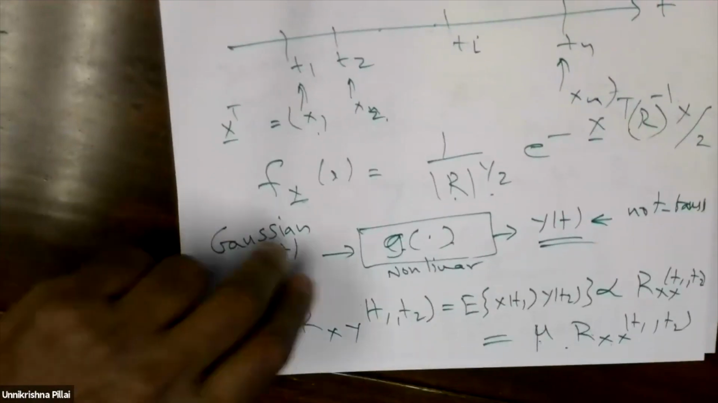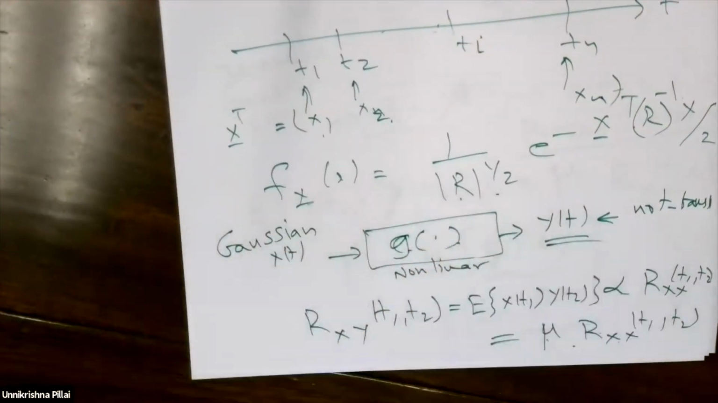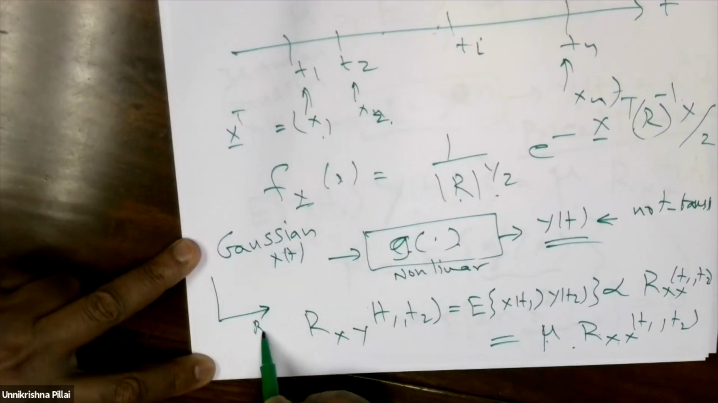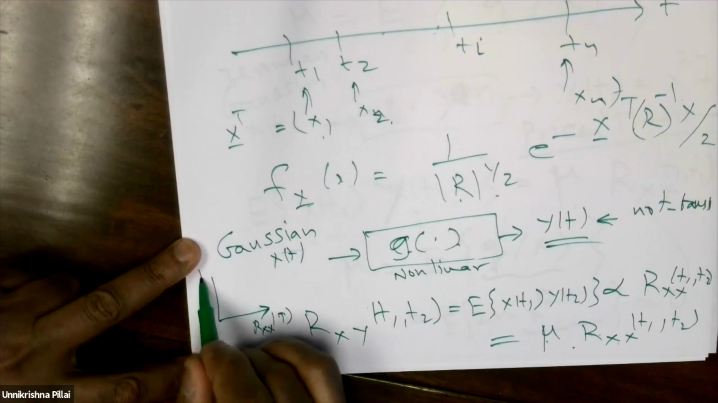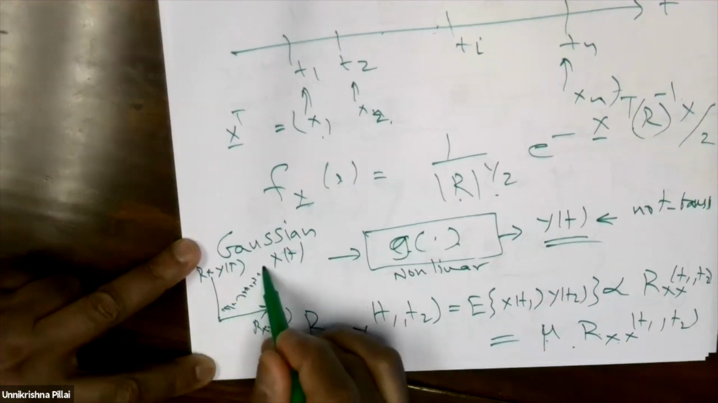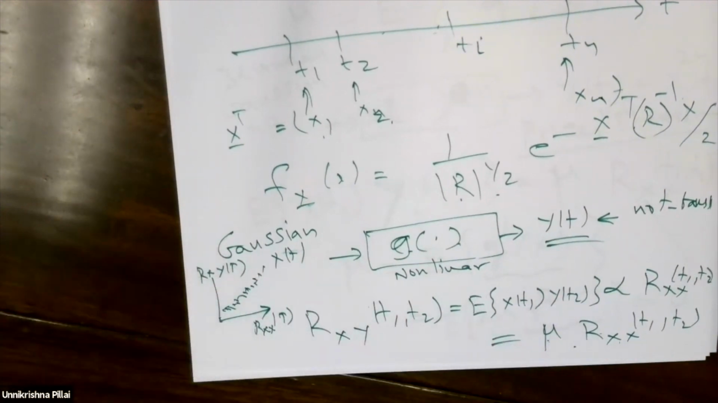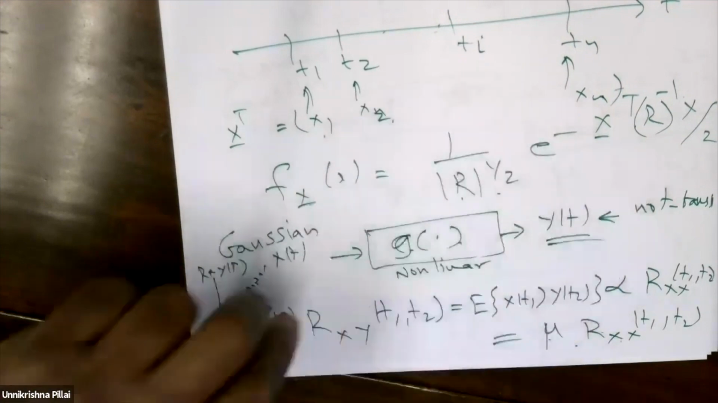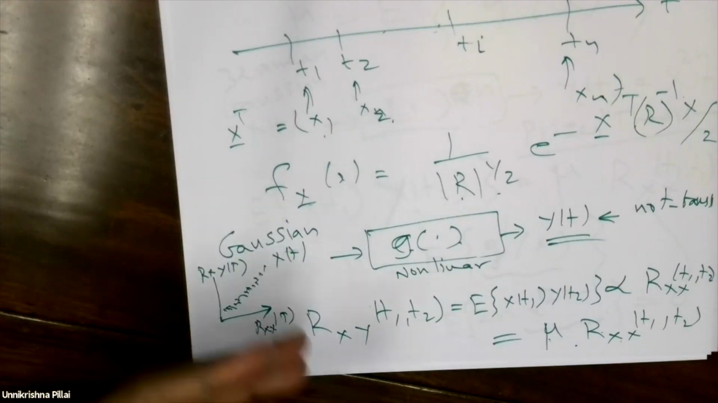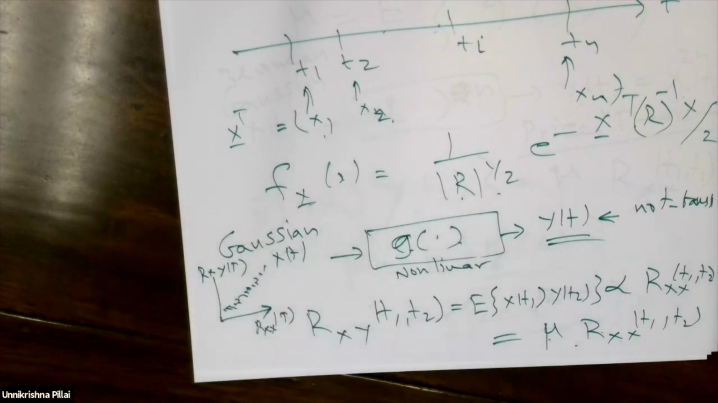If x of t is Gaussian, then the cross correlation function is proportional to the autocorrelation function. So if you suspect a process to be Gaussian, you plot Rxx of tau and Rxy of tau. That you can compute. And if the results are linear, then you can conclude that the process is Gaussian. You pass it through any nonlinear system, find an output, compute the autocorrelation and cross correlation. And if you get a linear relationship, and then you change the nonlinear function, you will still get another linear relationship.